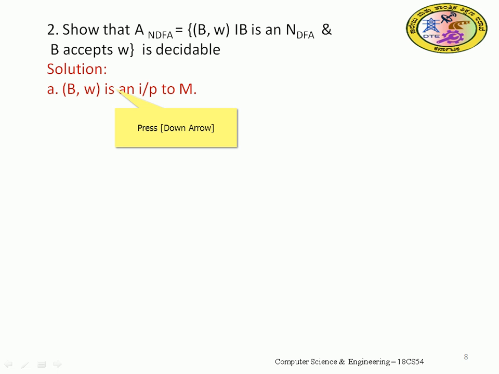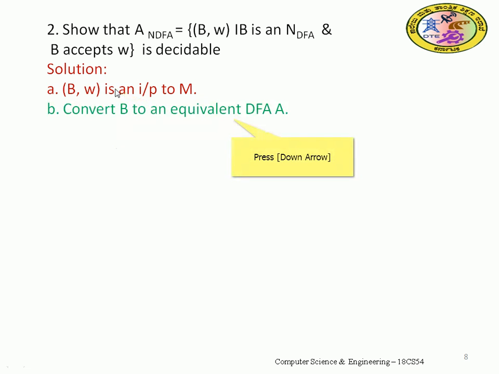The solution, first step: B comma w is an input to M. B is the automaton, w is a string of certain length, and it is going to be input to the machine model M. So that is clear. Convert B to an equivalent DFA. B is initially a non-deterministic finite automata, so now we need to convert it into a DFA.